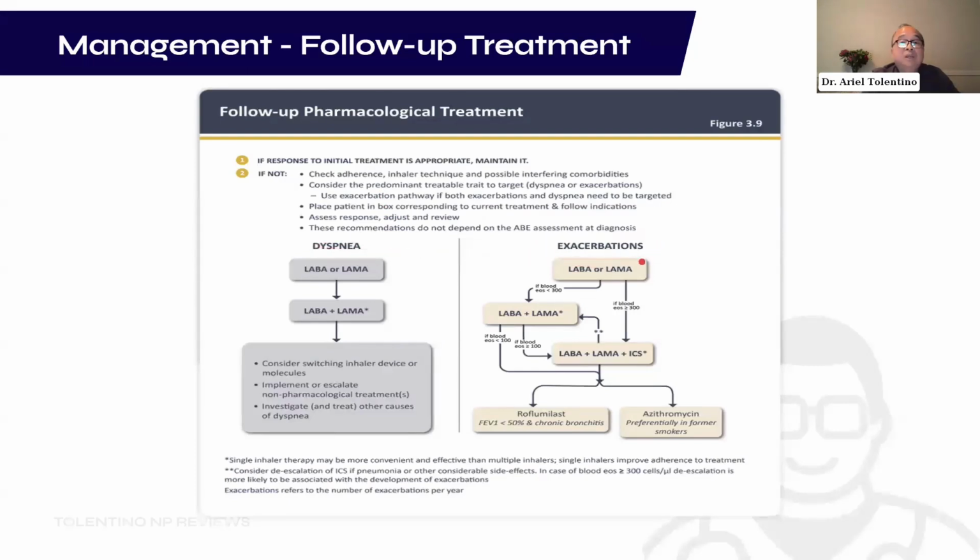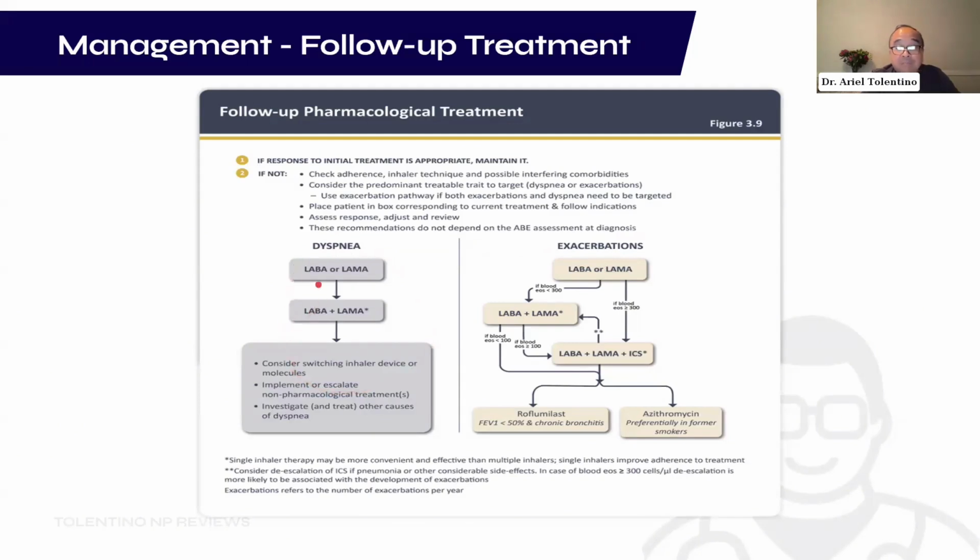Now, we have to check and evaluate if it is a treatable trait related to dyspnea or exacerbation, so we have to know the definitions of each. Dyspnea is associated with shortness of breath with exercise intolerance. Okay, so shortness of breath with exercise intolerance. The algorithm specific for that is this algorithm below.